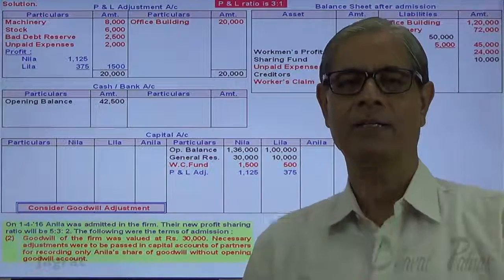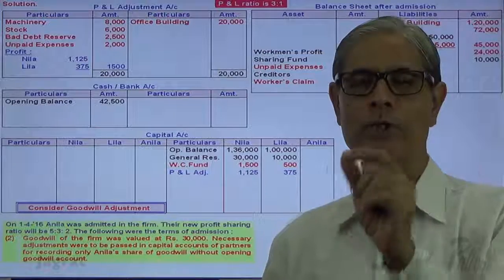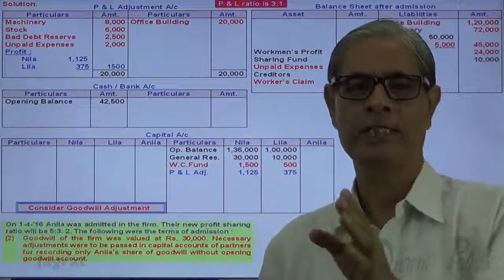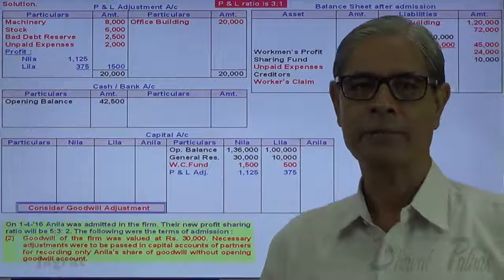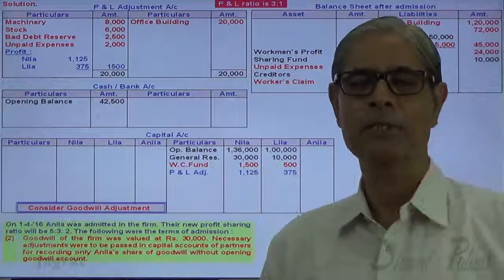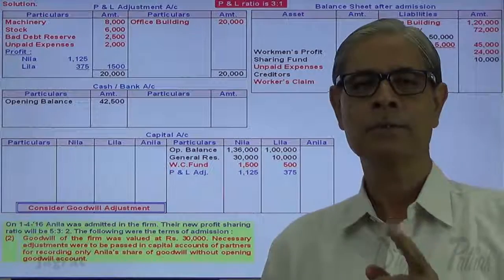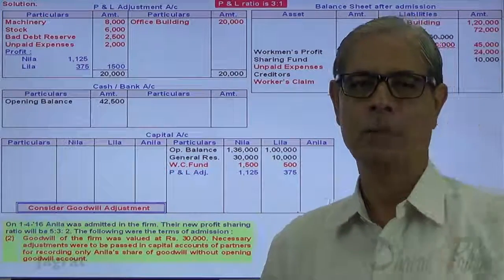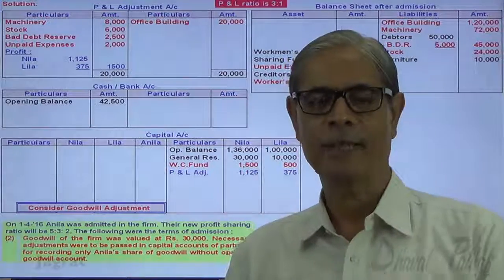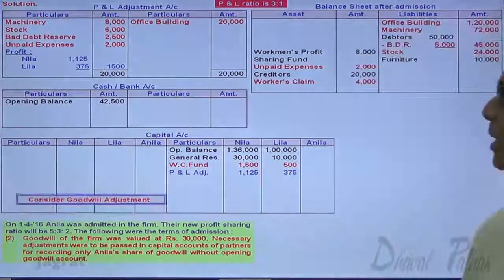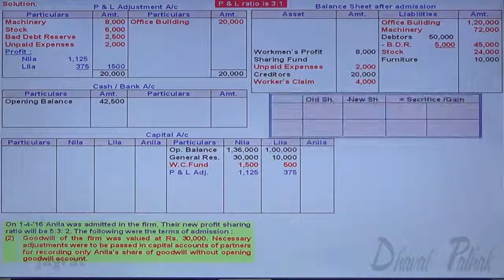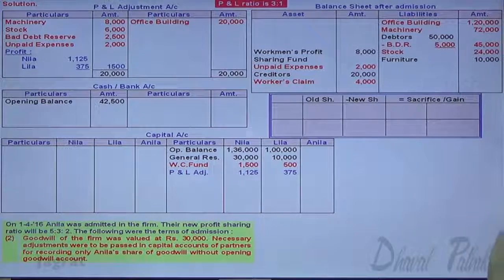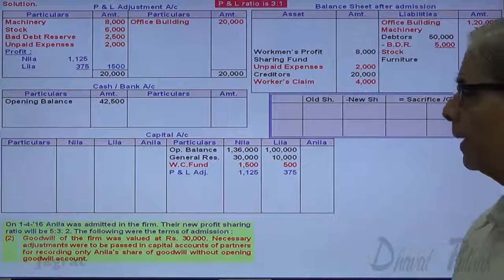For that we require the details of old ratio and new ratio. Ratio existed before admission, ratio existed after admission. On the comparison of these two ratios, we will find the gain or sacrifice in the share of profit. On the basis of that, goodwill gets distributed. Just observe here, I prepare the working: old ratio, new ratio, old ratio minus new ratio. The comparison has to be made.